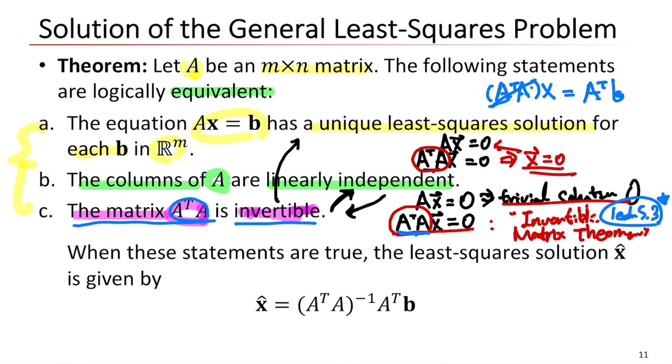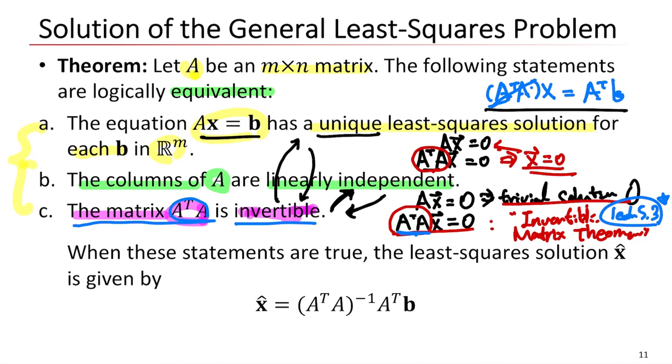Then, what else? Yeah. So in here, Ax has a unique solution for each b. We already know the least squares solution is a solution of the normal equation here, right? So because we already know there is a unique solution, A transpose A should be invertible, right? So it will be equivalent here, right? This is just a description, but we can easily find out these three statements are equivalent, right?